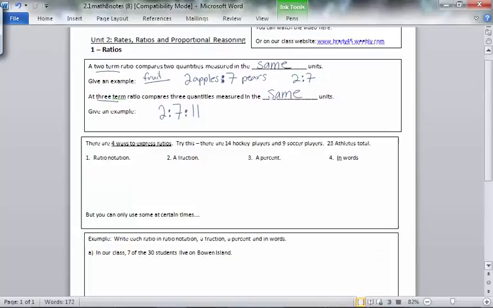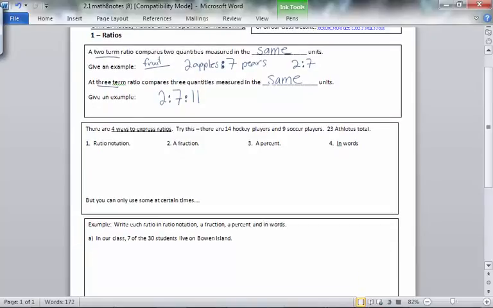And there's a couple of ways, not just ratio notation, to show ratios, but we can also show ratios in a fraction, percent, and in words. So let's do this example together. It says, try this. There are 14 hockey players, 9 soccer players, 23 athletes in total.